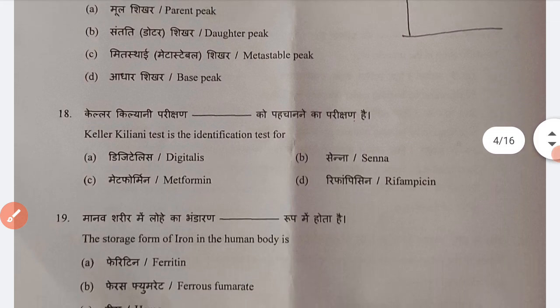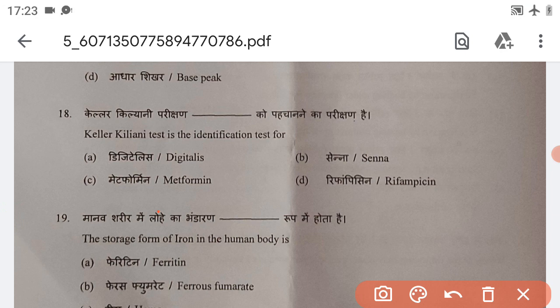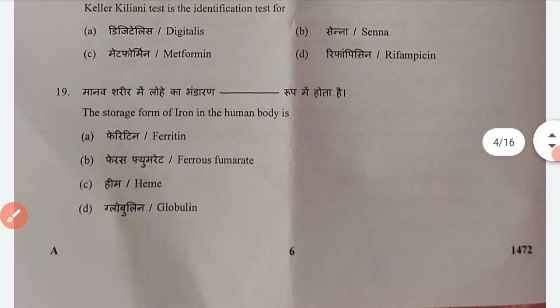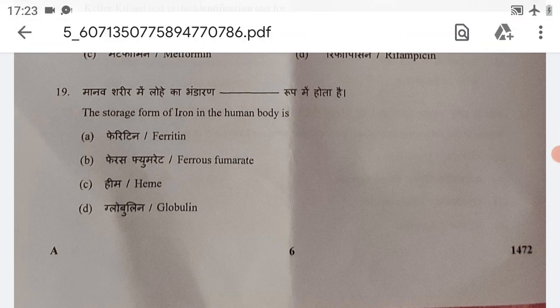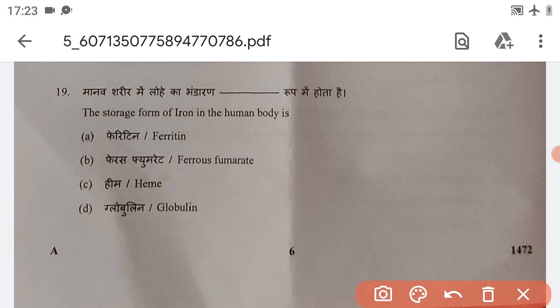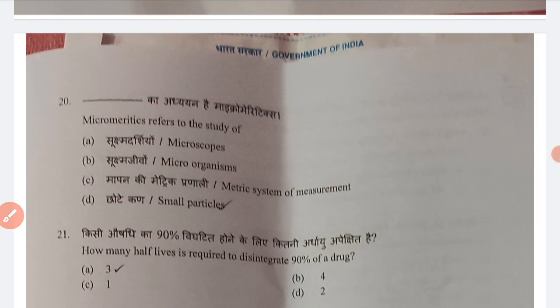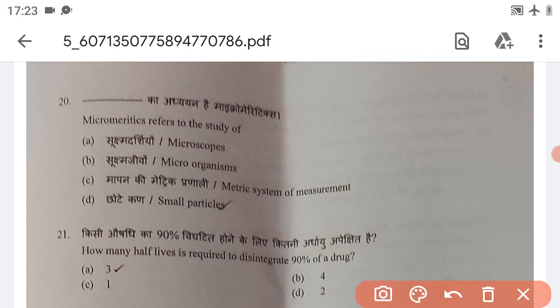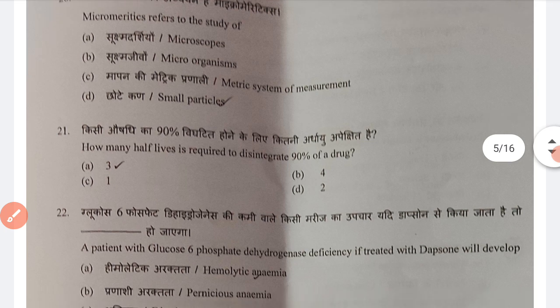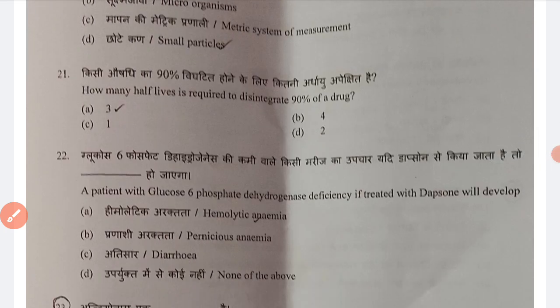Next, the Keller-Kiliani test is used to identify digitalis. Option A is right. Next, the storage form of iron in the human body is ferritin. Next, micromeritics refers to the study of small particles.